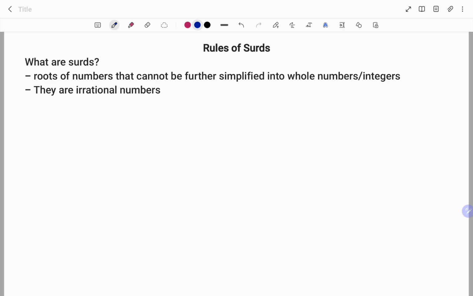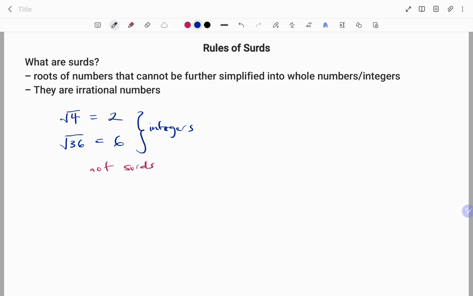What are surds? They are roots of numbers that cannot be further simplified into whole numbers or integers. They are also referred to as irrational numbers. For example, if I have the square root of 4, this will give me plus or minus 2. Or if I have the square root of 36, this will give me plus or minus 6. These are whole numbers or integers or perfect squares. Therefore, square root of 4 and square root of 36 are not surds.